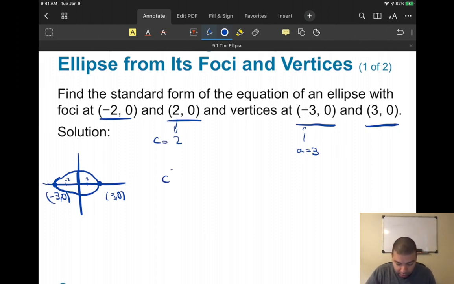I use that C squared equals A squared minus B squared. And then C squared equals, okay, I know what C squared is, it's 4. A squared I know is 9. And B squared I don't know. So I move B over here, and I move 4 over there. So B squared equals 5. B equals √5.